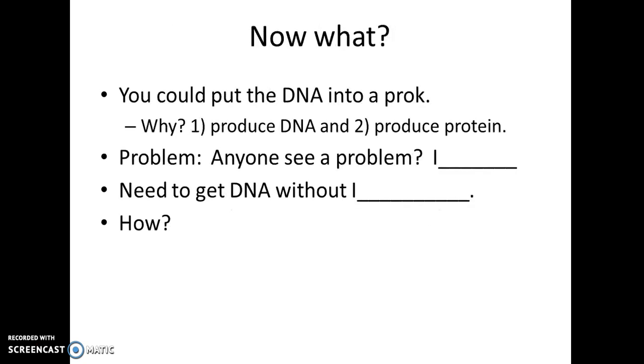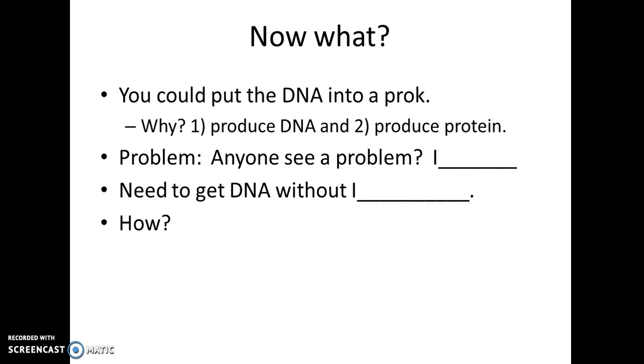So now that you have cut out the DNA with these restriction enzymes, what do you do? Well, you put it into a probe because you want to produce the DNA through DNA synthesis, and you want to produce the protein through protein synthesis. The problem is, and does anyone see it? It begins with the letter I, that prokaryotes do not have, but eukaryotes do have. Well, the I stands for introns. So you need to get rid of the introns if you're cutting the DNA out of a eukaryotic cell and putting it in a prokaryotic cell.